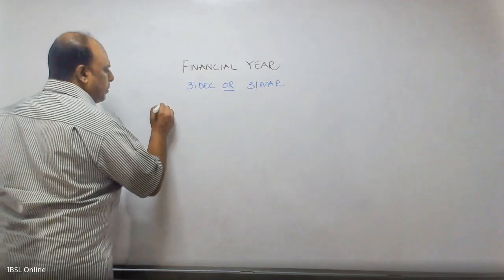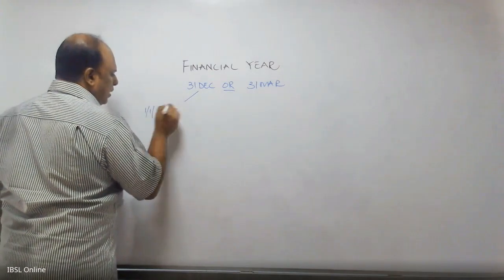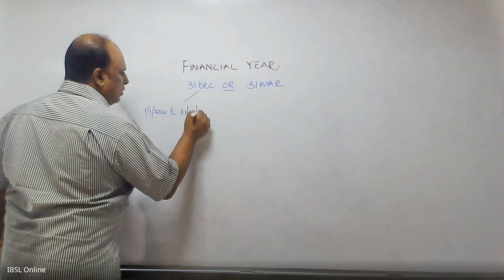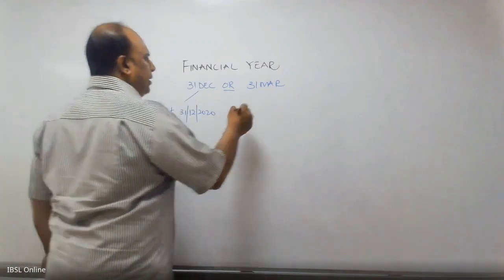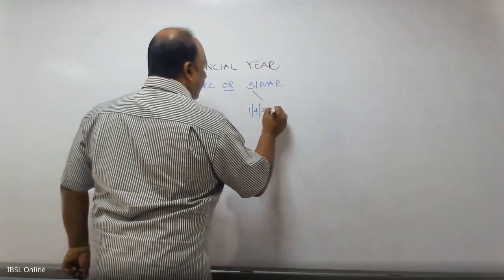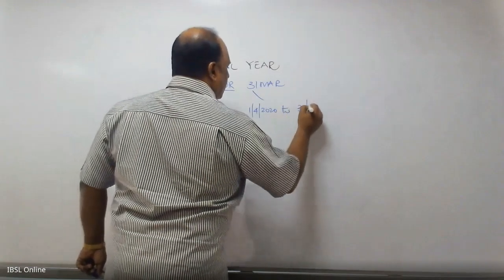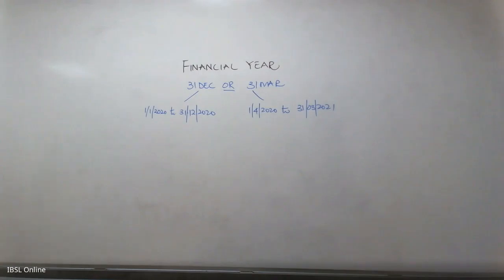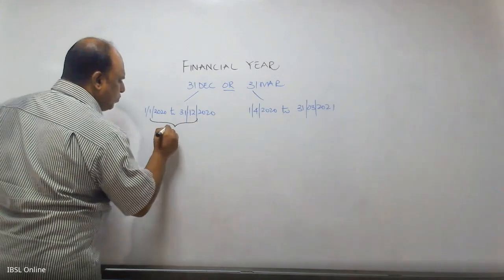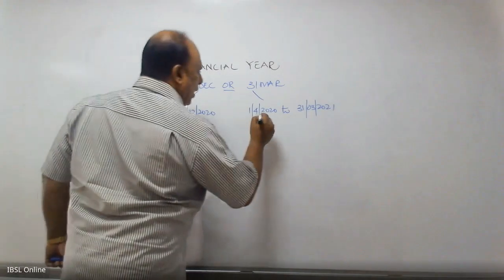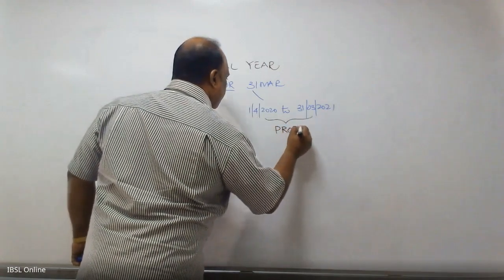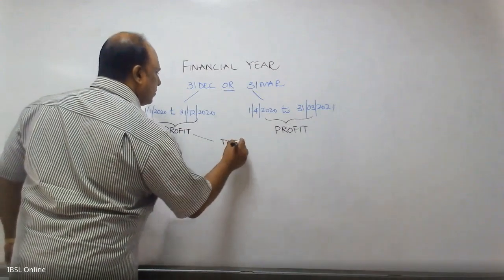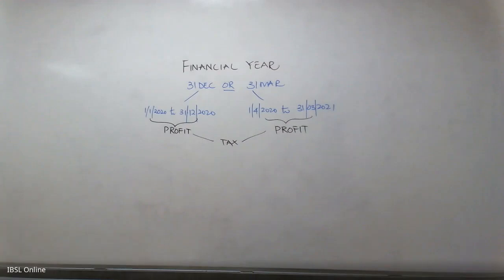Their financial statements are prepared for a period of one year from, let's say, 1st April 2020 to 31st March 2021. Now these two types of companies will ascertain their profits for this period. It could be a profit or a loss, we don't mind, but you ascertain your profits for this period. Based on these profits, you are required to pay tax. Whatever the scenario is, you have to pay taxes.